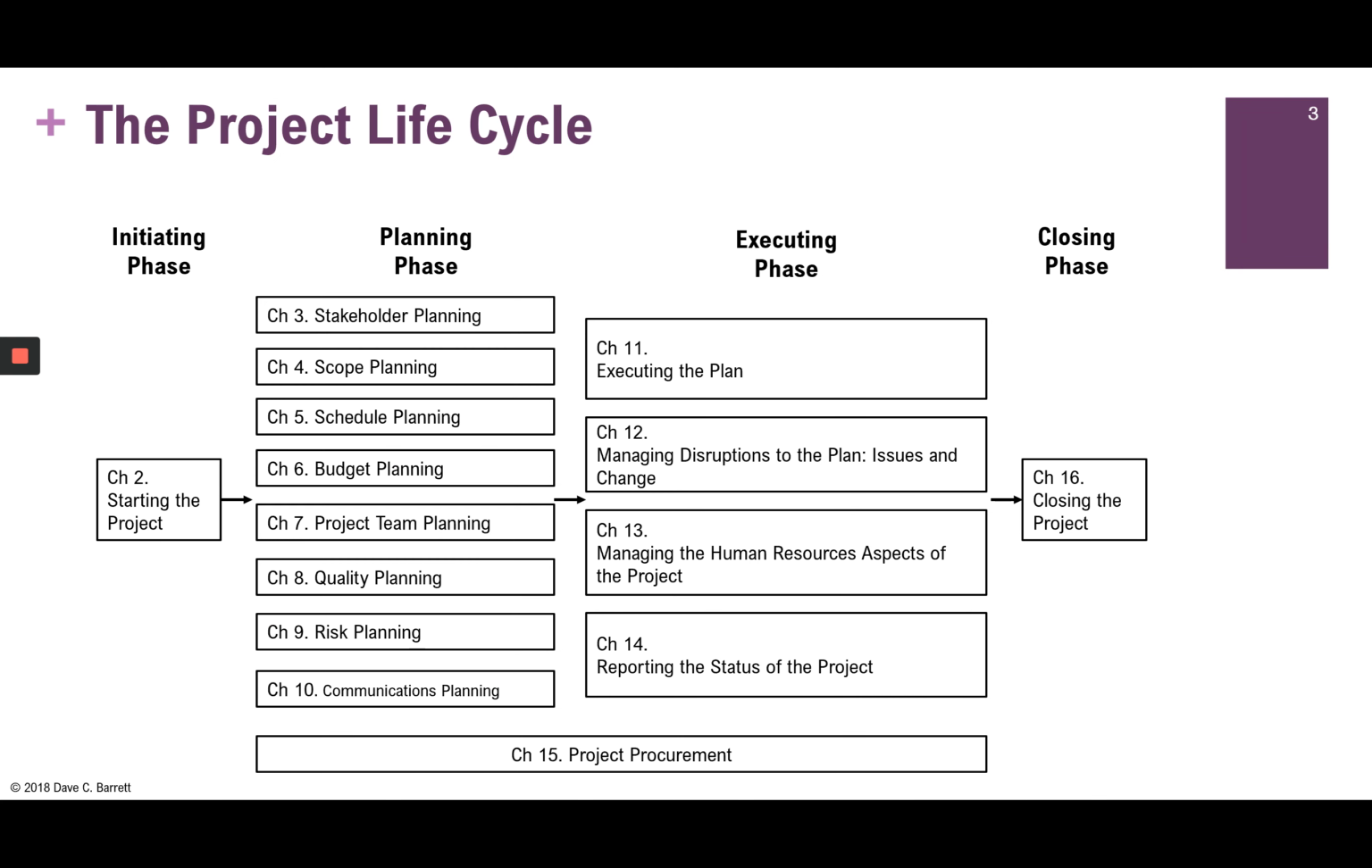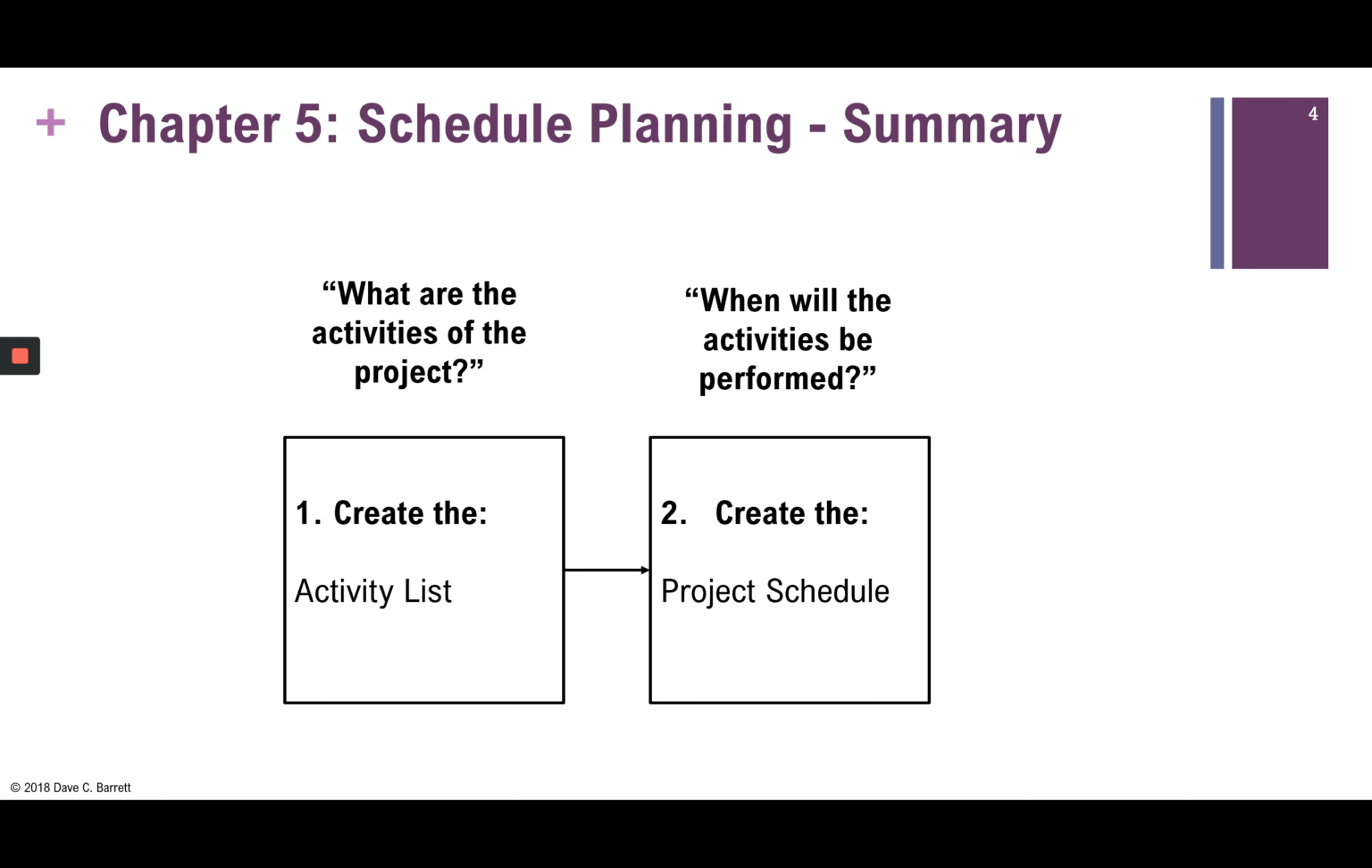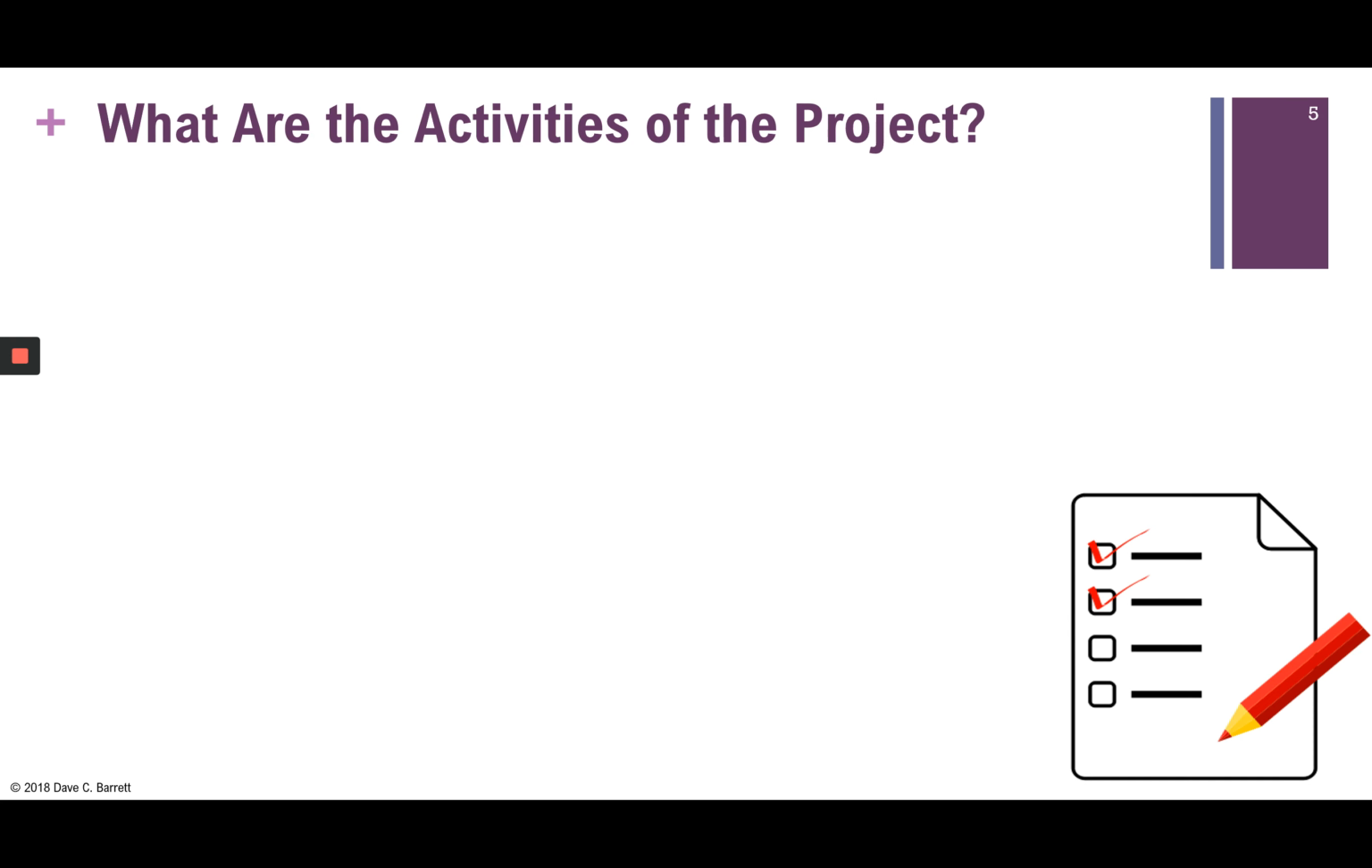Just a quick reminder of the project life cycle. We are in the planning phase and we've completed scope planning and we're now moving on to schedule planning. So let's take a look at where we are. Now again, for the two questions, what are the activities of the project? The result is the creation of what is called an activity list. And for the question, when will the activities be performed? The result is the creation of the project schedule. So those are our two outputs from this.